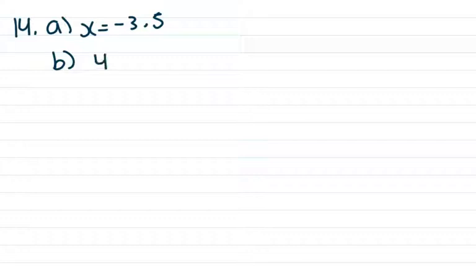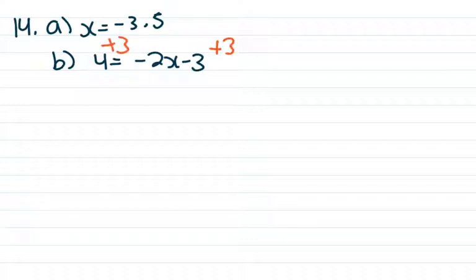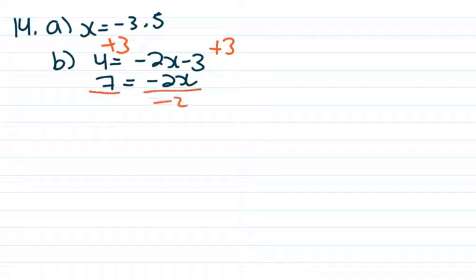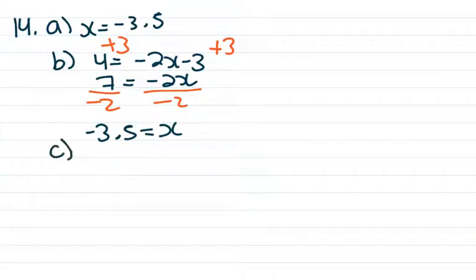So if my equation is 4 equals negative 2x minus 3, I'm going to add 3 to both sides. Now I have 7 equals negative 2x. Divide both sides by negative 2. Negative 3.5 equals x. So yes, that's verified. C, why is it reasonable? Because the solution is the point of intersection.